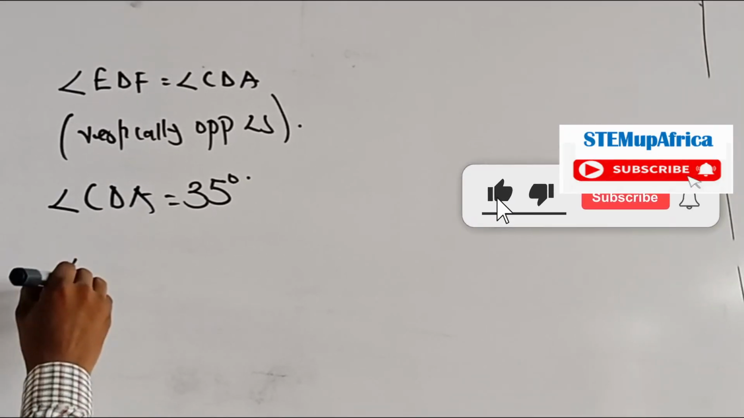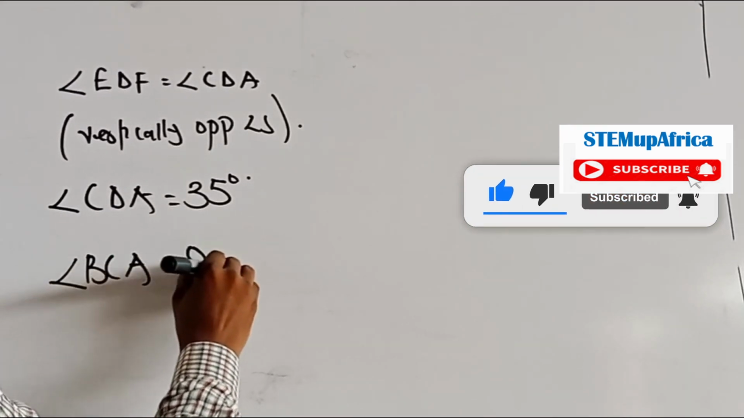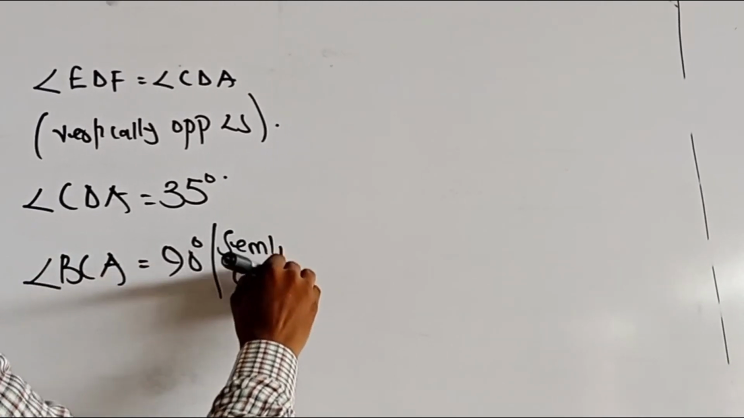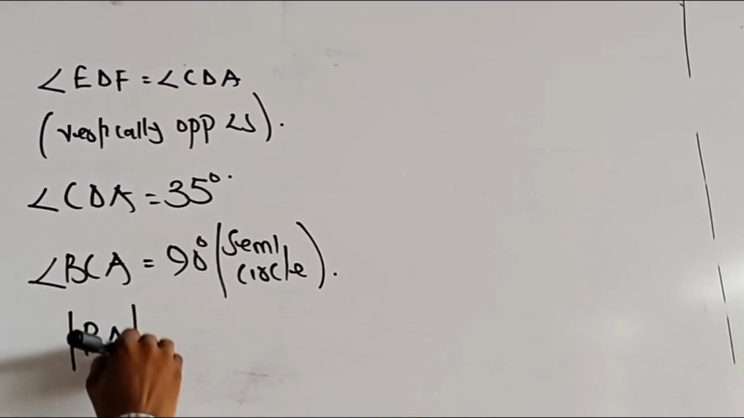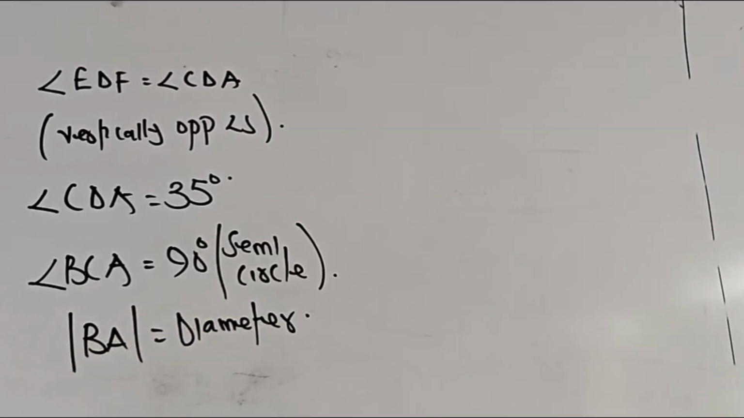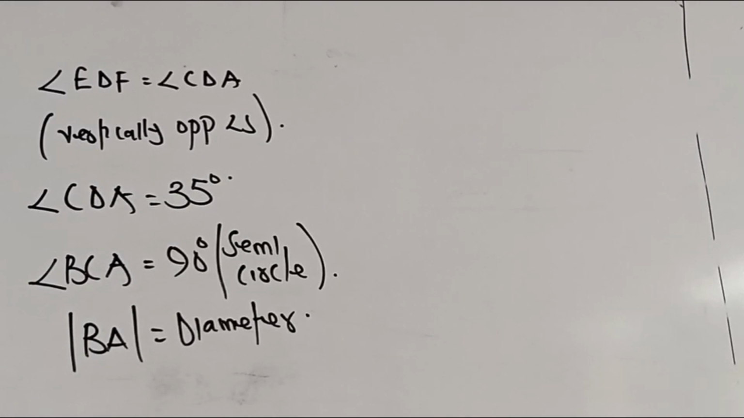So angle BCA is simply 90 degrees. Reason: semicircle. That is, line BA is a diameter. So line BA is a diameter. That means the opposite angle must be 90 degrees. Reason: semicircle, which is half of a circle.